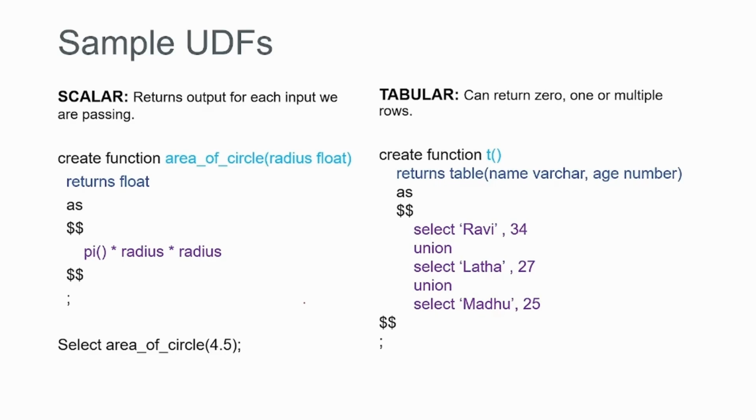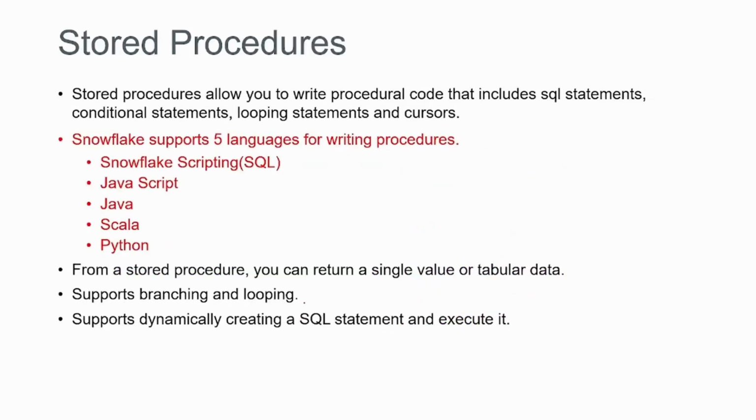Let's focus on the next topic, that is stored procedures. It's self-explanatory that it allows you to write procedural code, which includes SQL statements, conditional loops, cursors, iterations. It's procedural code as in other languages as well. Snowflake supports five languages for writing procedures. That's very, very important to remember. Snowflake supports Snowflake Scripting, JavaScript, Java, Scala, and Python.